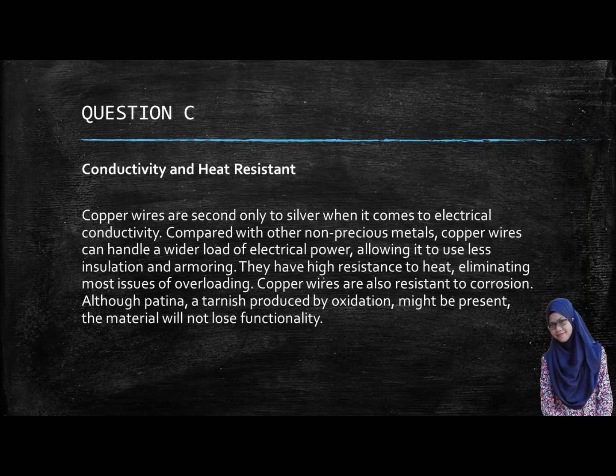The first advantage is the conductivity and heat resistance of the copper itself. Copper wires are second only to silver when it comes to electrical conductivity. Compared with other non-precious metals, copper wires can handle a wider load of electrical power, allowing it to use less insulation and armoring. They have high resistance to heat, eliminating most issues of overloading. Copper wires are also resistant to corrosion. Although patina, a tarnish produced by oxidation, might be present, the material will not lose functionality.